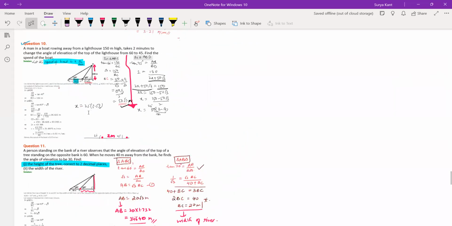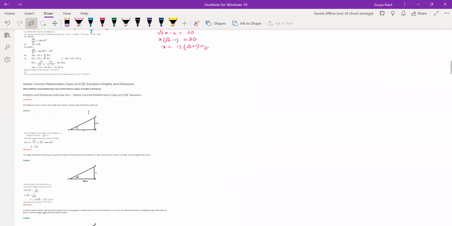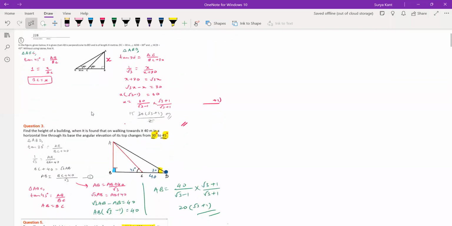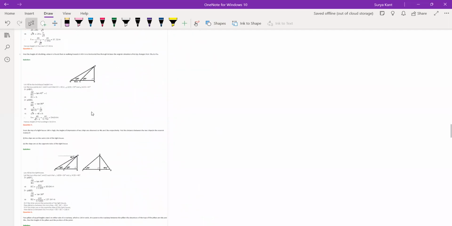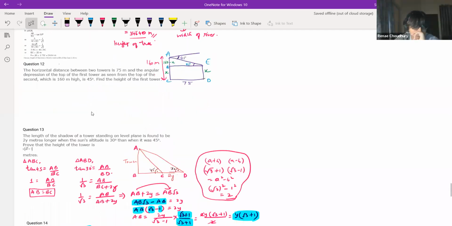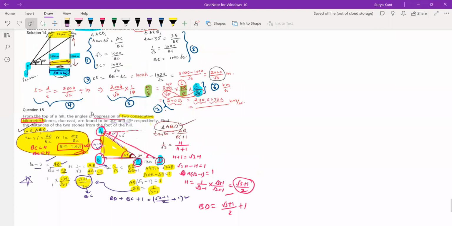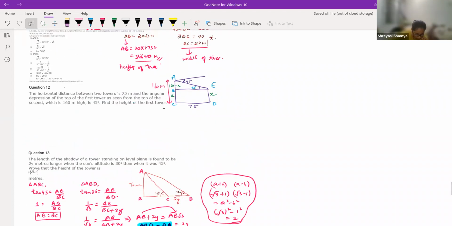Yes, tell me. Okay, sir. Then the answer you got was 85 meters, right, sir? What did you get, Rani? 85 only, right? Yes, sir. 85 only. You got 85 only, Shriyashi? Yes, sir. Yeah, 85. The height of the tower is 85.